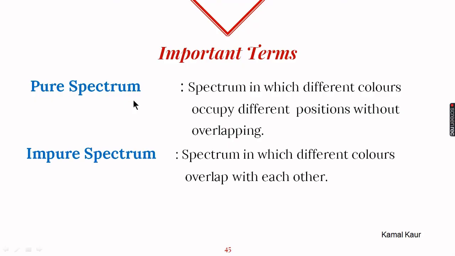Pure spectrum. When white light splits up into 7 colors, if all the 7 colors are visible distinctly without any overlapping, we call it a pure spectrum. If there is some overlapping of different colors, then it will be called an impure spectrum.